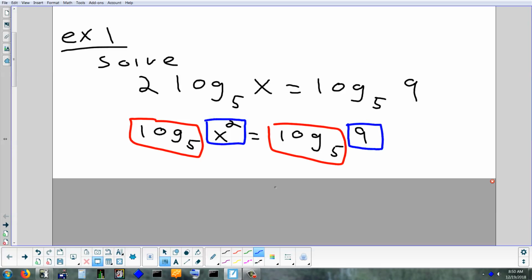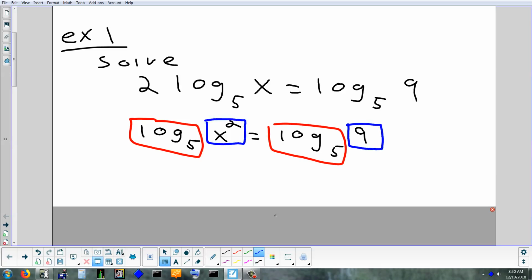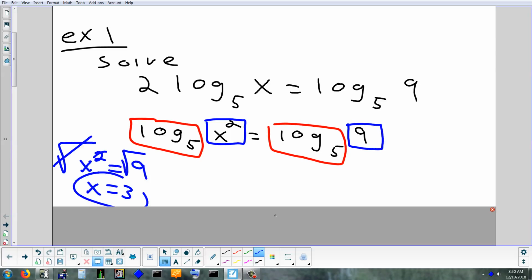So what would make the arguments match? 3. That's it. If you aren't sure how you would figure that out, just take what's in the blue box on the left, set it equal to the blue box on the right, and then solve the equation. Take the square root of each side. Square root of 9 is 3. So anytime you have an equation and the bases already match, it's very easy to solve. Just set the arguments equal to each other and figure out the answer.